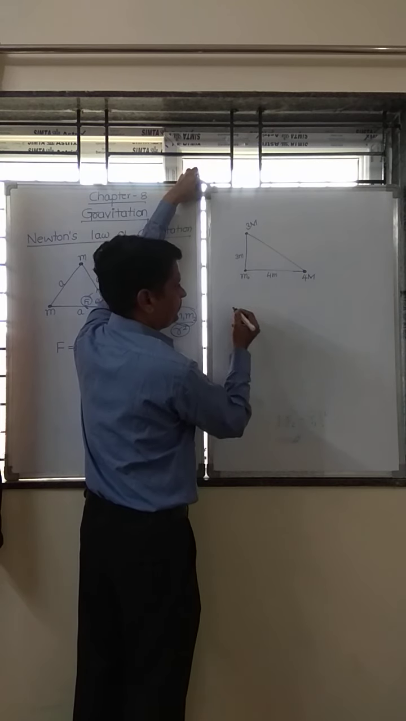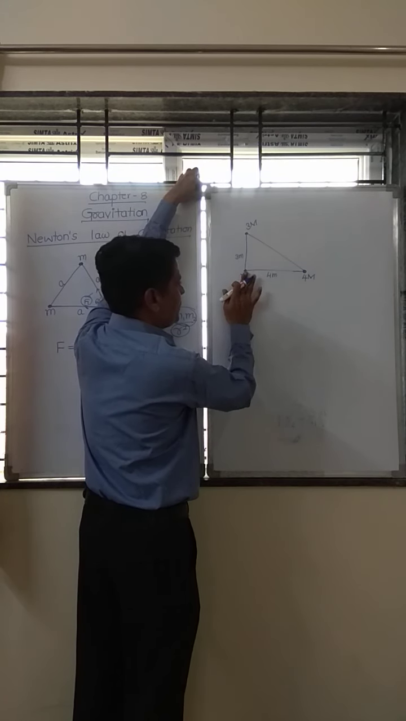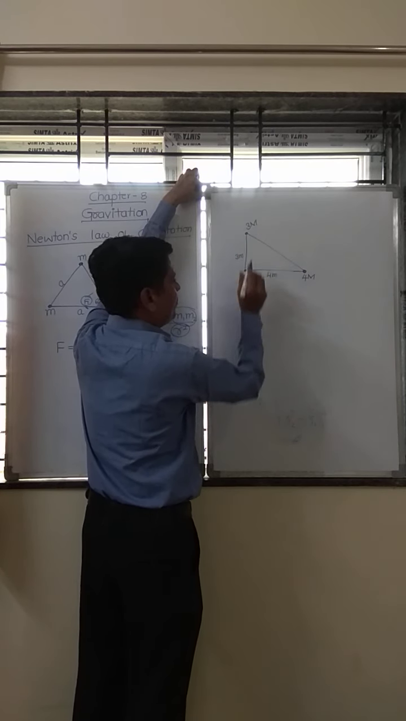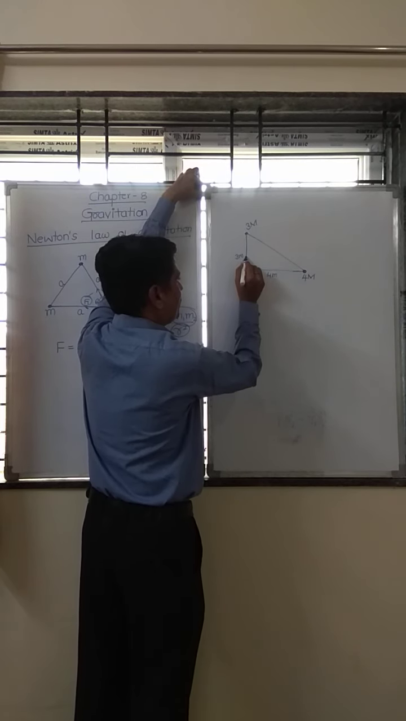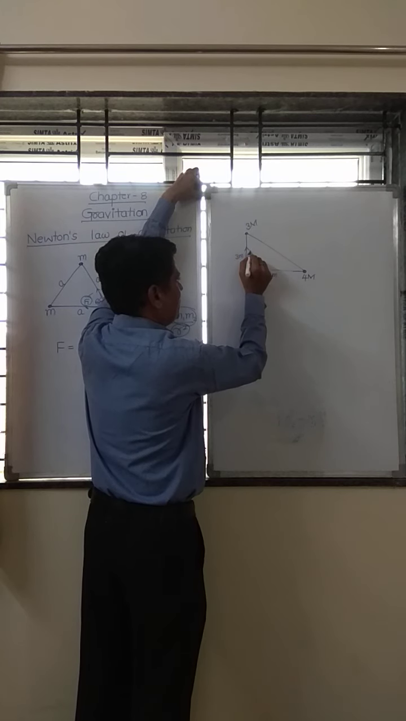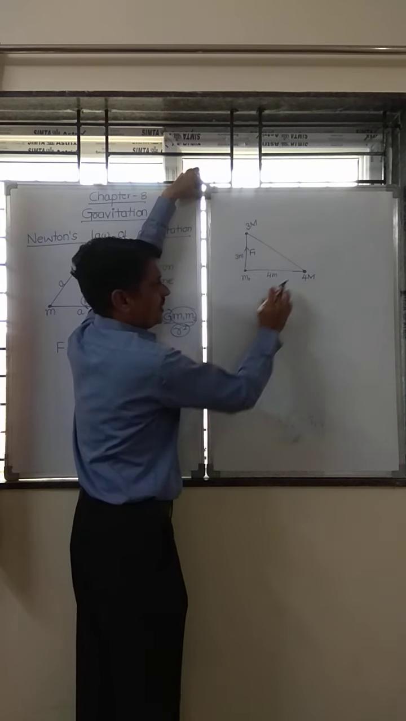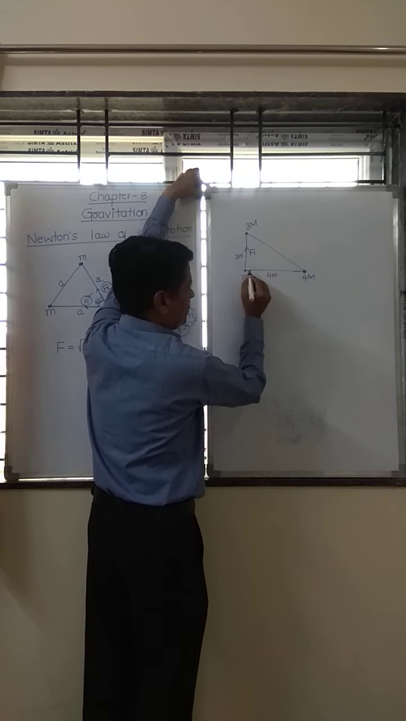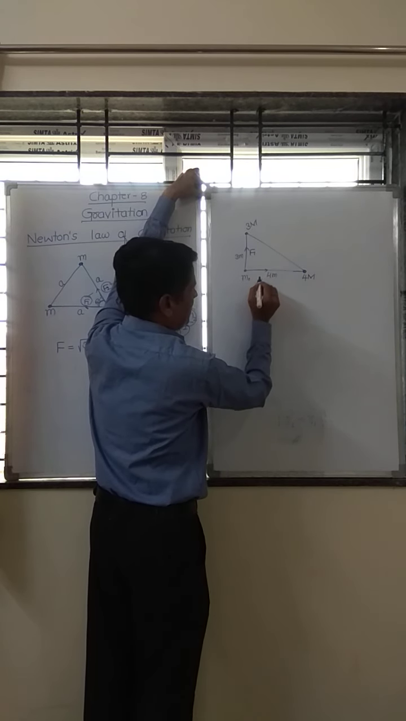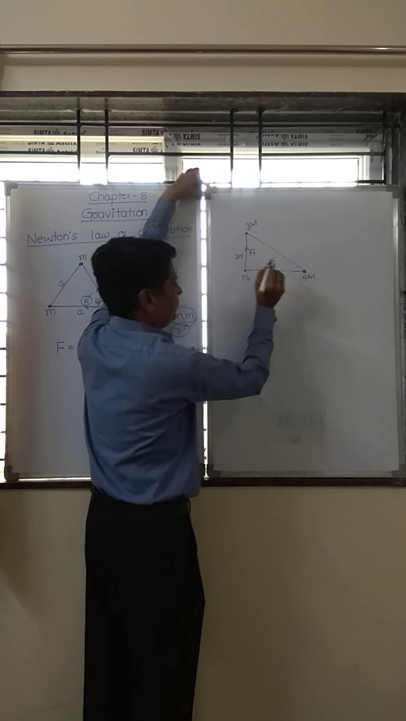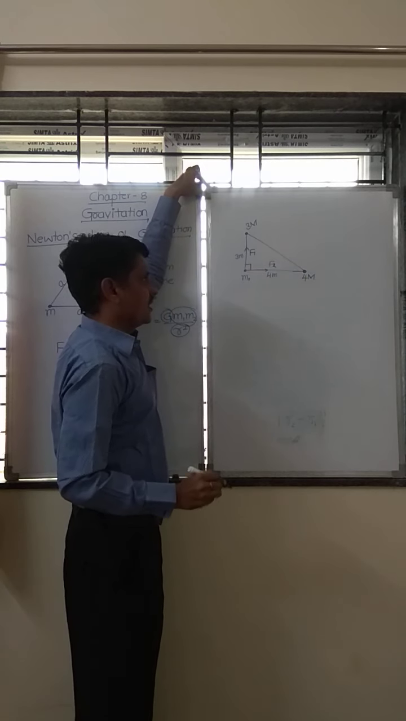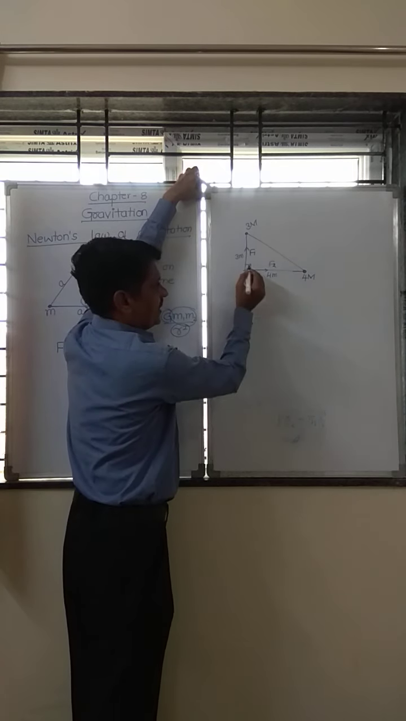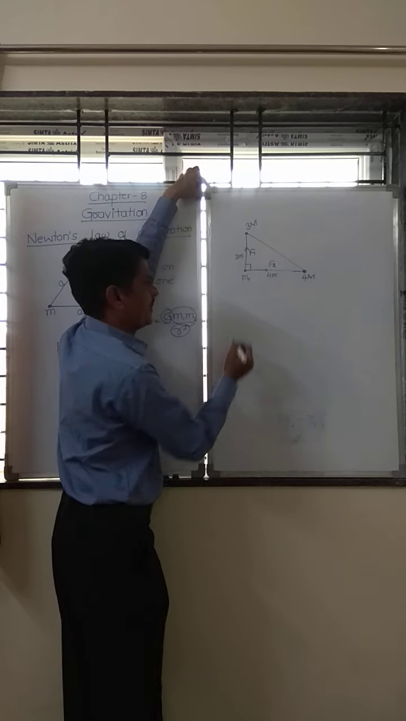See here, this m naught will experience two forces now. One due to 3m, another due to 4m. This 3m will attract m naught. Hence its force will be this side, say F1. This 4m also attracts m naught. Then this force will be this side, say F2. You know F1 and F2 are perpendicular to each other. That is, the angle between them is 90 degrees.